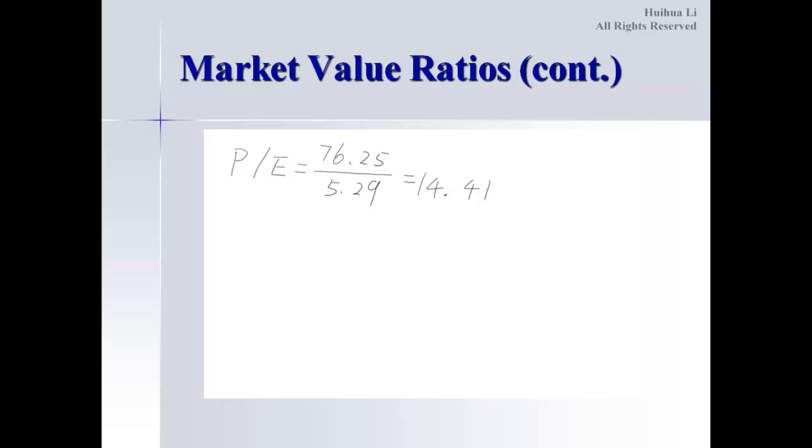P/E ratio is 14.41. Question: if the firm's earnings per share is only $5.29, why are investors willing to pay $76.25 for one share? The answer is, the investors are not just paying for today's earnings, they are paying for the future. So, P/E ratio can be used as a measure of a firm's growth opportunity.